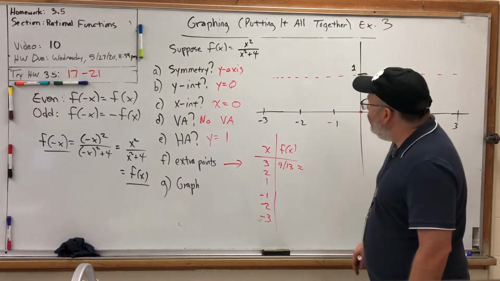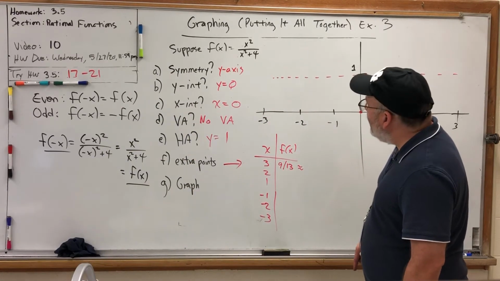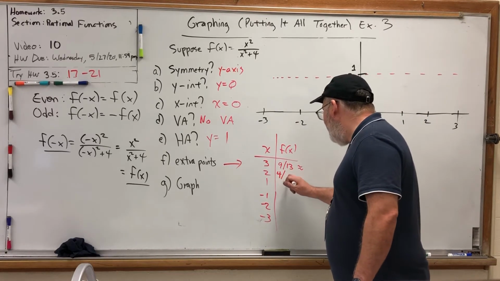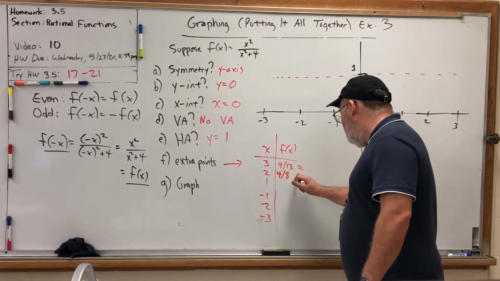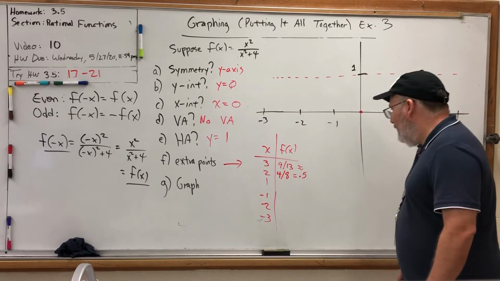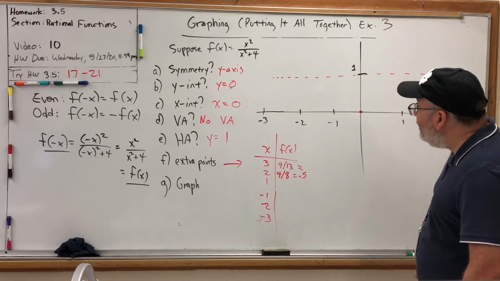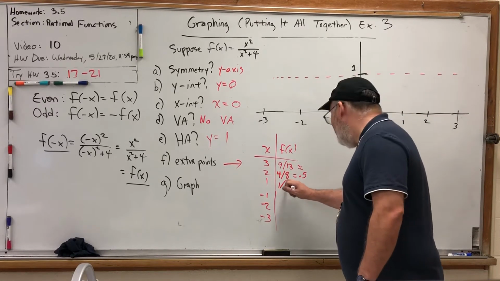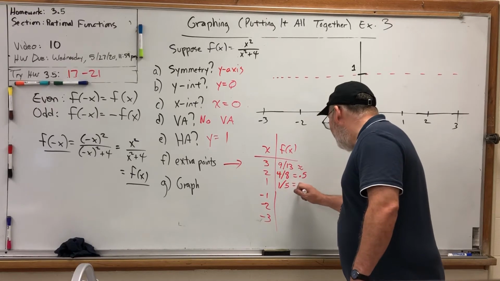If I put in 2, I get 2 squared on the top, which is 4, and at the bottom, add 4 more to get 8. Well, 4 divided by 8 is exactly 0.5. And if I put in 1, 1 squared is 1, and then 1 plus 4 is 5, 1/5 is 0.2.